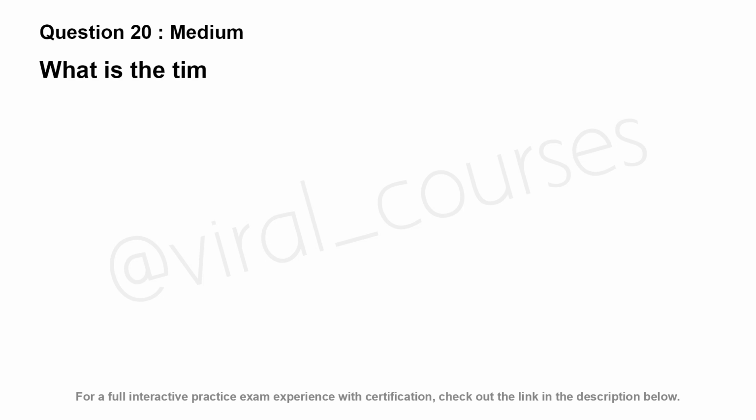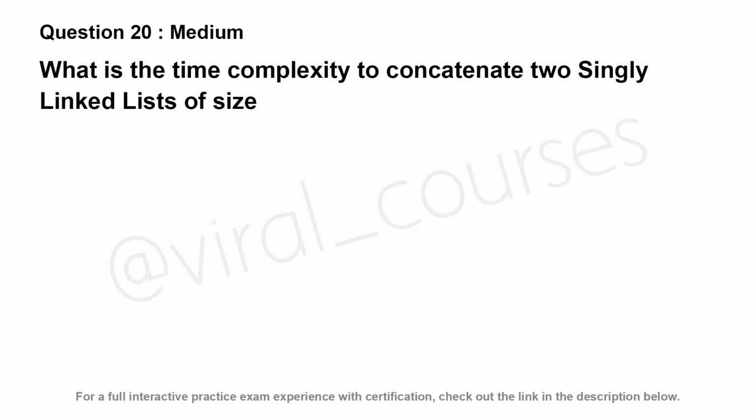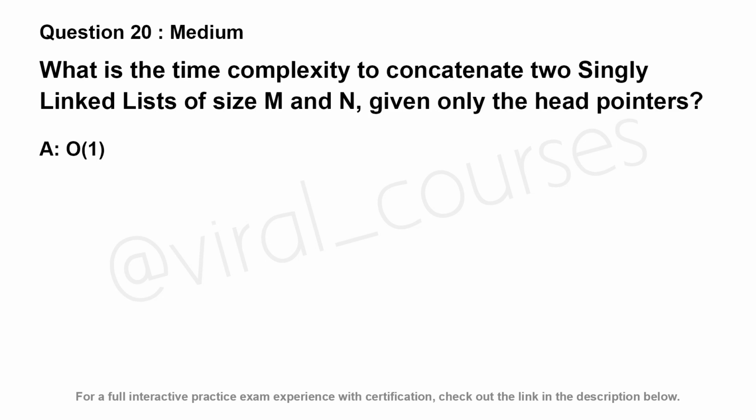What is the time complexity to concatenate two singly linked lists of size m and n, given only the head pointers? Option A, O(1). Option B, O(m). Option C, O(n). Option D, O(m plus n).